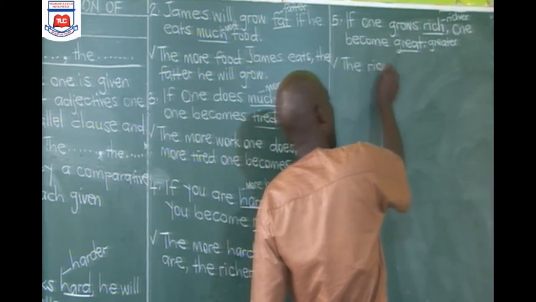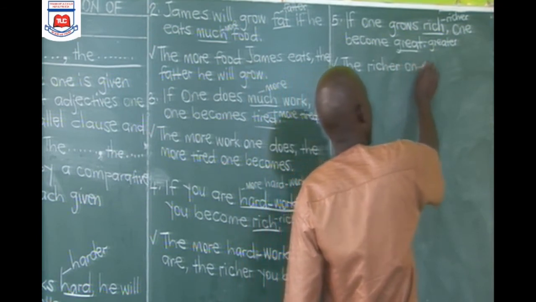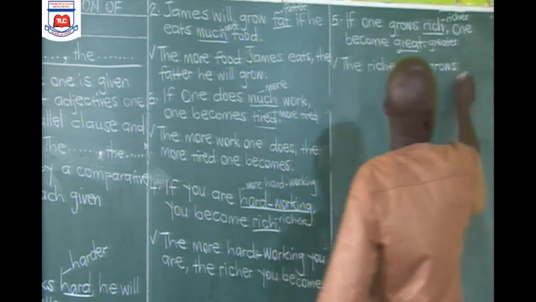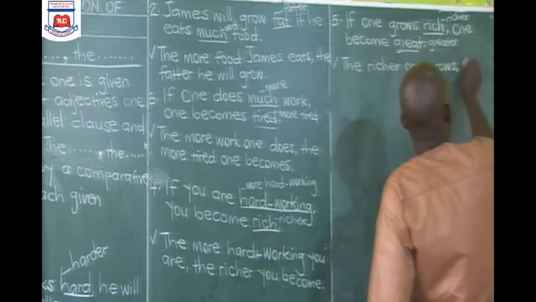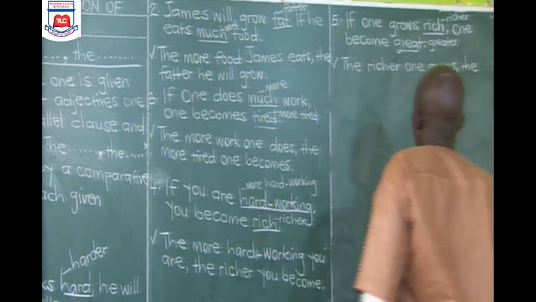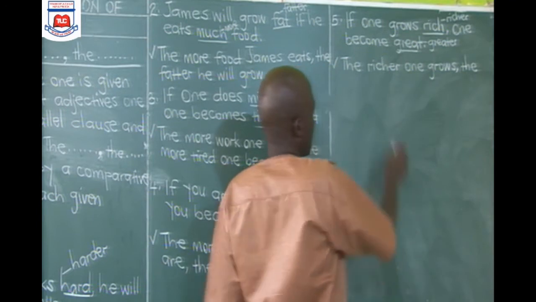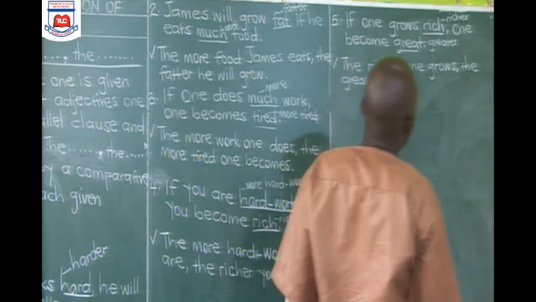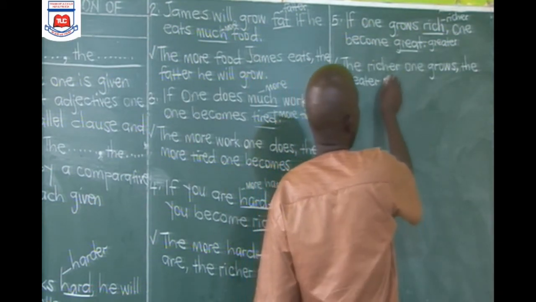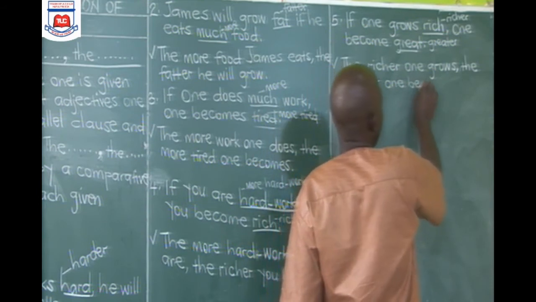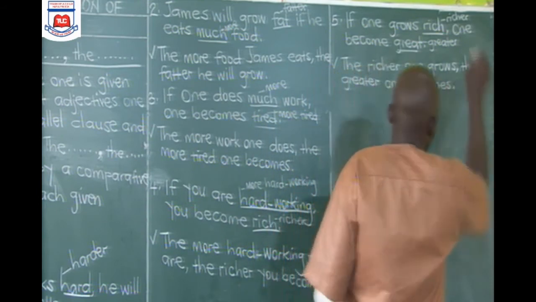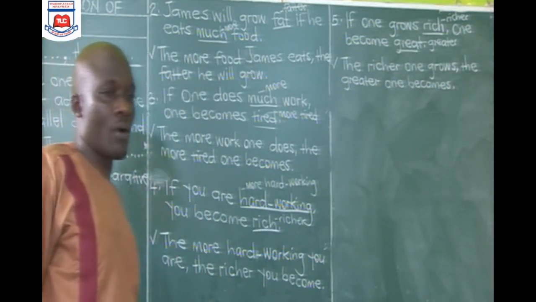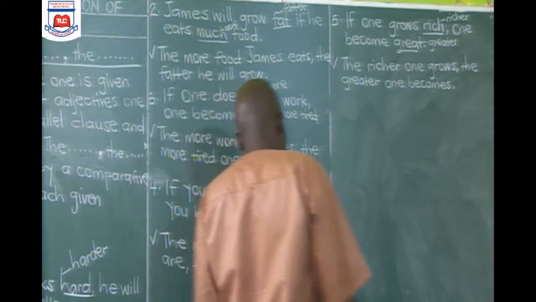The richer one grows. After the verb grows, make sure you put a comma. Then another definite article comes. The moment you have it there, immediately you follow with the comparative degree of great, which is greater. Yes, the richer one grows, the greater one becomes. Yes, that is very good. The richer one grows, the greater one becomes. Let's have the next number.